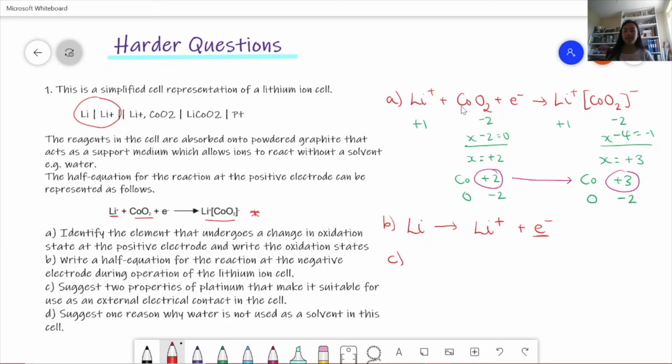And then for C, suggest 2 properties of platinum that make it suitable for use as an external electrical contact in a cell. It's quite useful to just remember a few properties about platinum because these kinds of questions come up quite a lot. So number 1 is that it's inert, so it doesn't react with any of the other things in the solution. And also it can conduct electricity, which is very important because we're trying to connect it up to wires and measure the EMF.